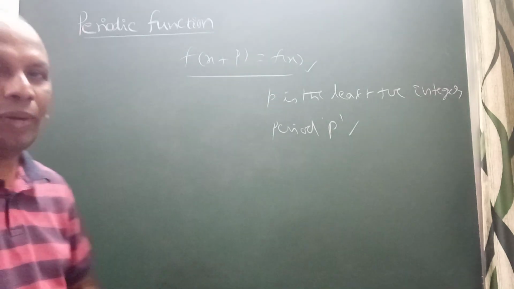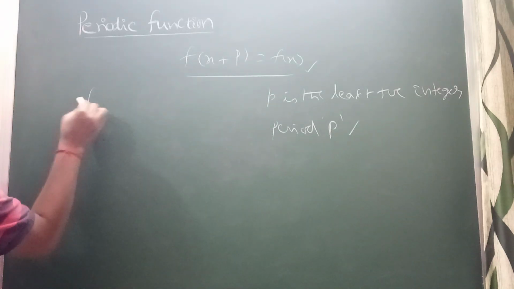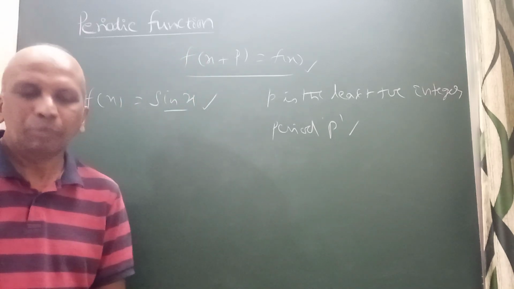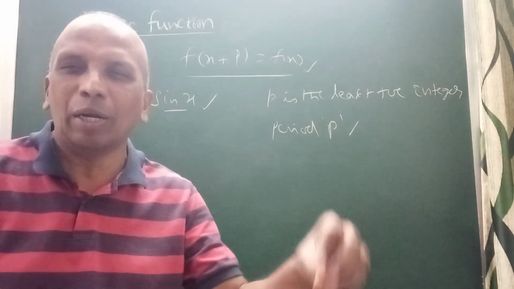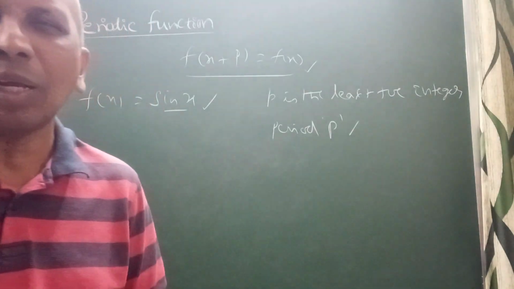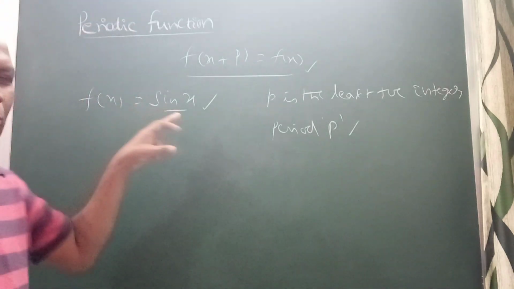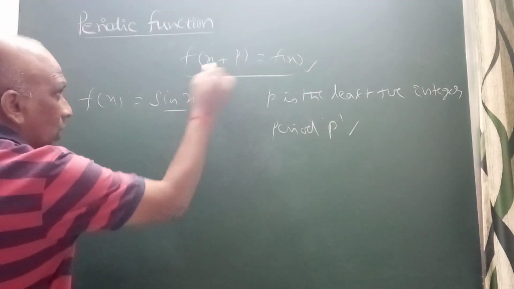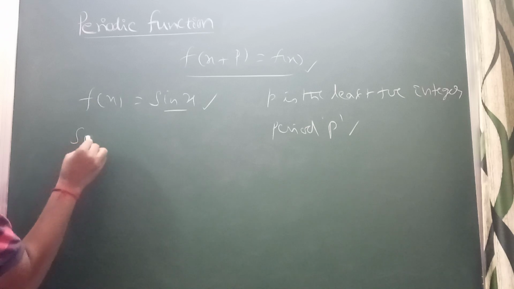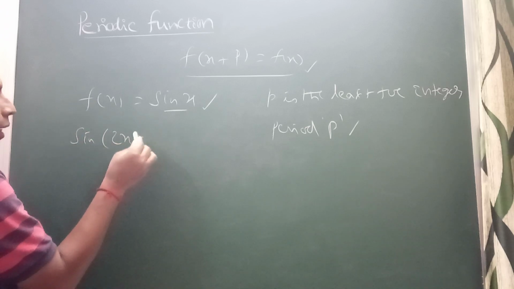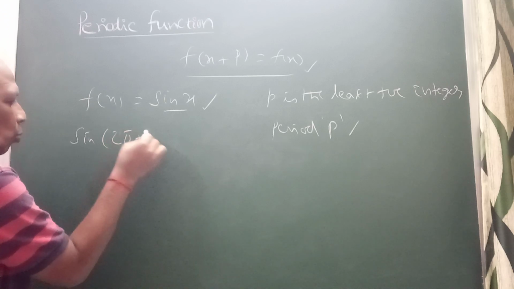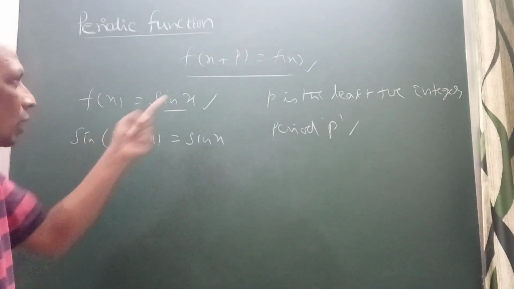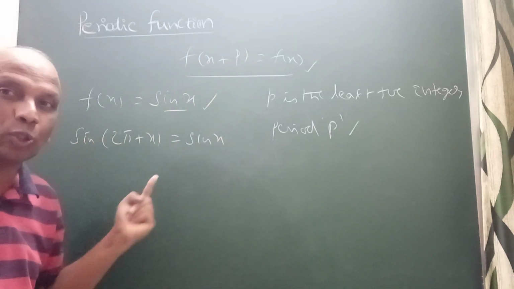For example, take the function f of x equal to sin x. All trigonometric functions are periodic functions. Now you can verify here. To satisfy this condition, I can write sin of 2 pi plus x is equal to sin x. To satisfy this equation, p is equal to 2 pi.